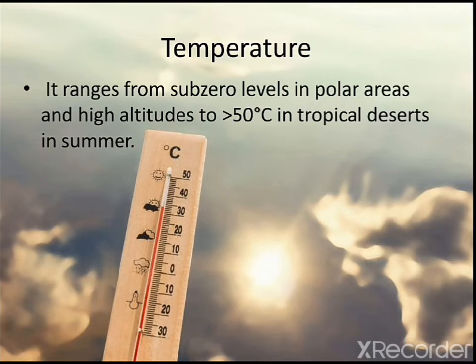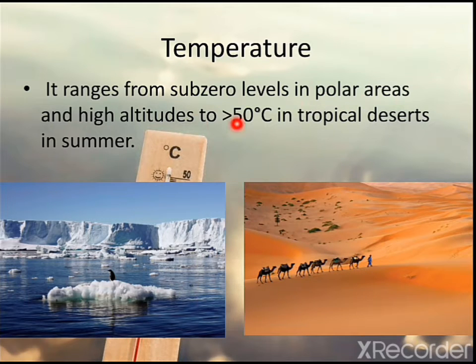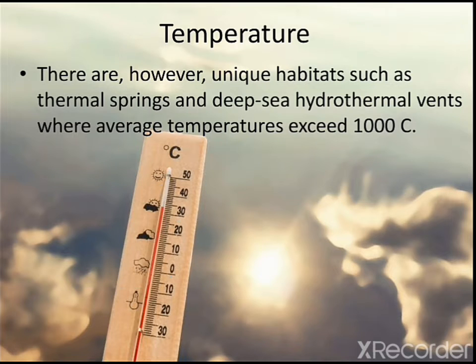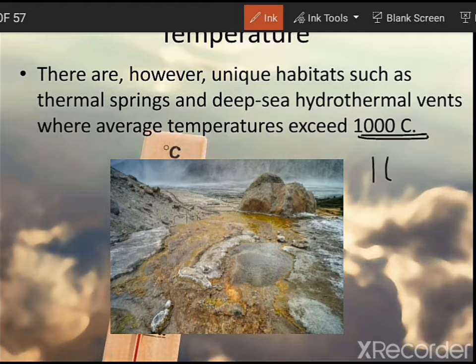Now let us see another case of variation in the temperature that is seen in the polar regions and the desert regions. In the polar regions, what happens is that the temperature is in the sub-zero levels. Whereas if we take the case of tropical deserts, the temperature exceeds greater than 50 degrees Celsius. So this is another variation of temperature that we can observe. And of course, we have some exceptional cases here also, like the thermal springs and the deep sea hydrothermal vents, where the average temperature exceeds 100 degrees Celsius. It's not 1000, it should be 100 degree Celsius.